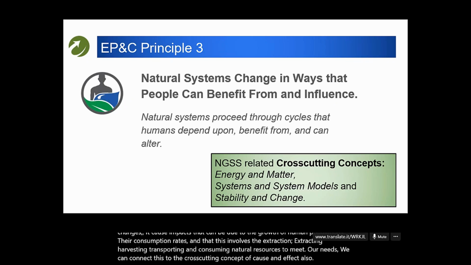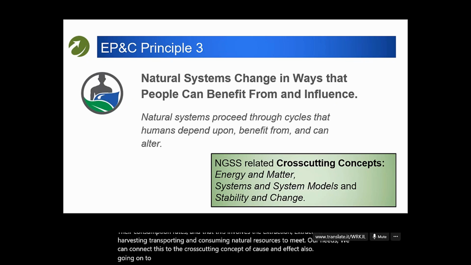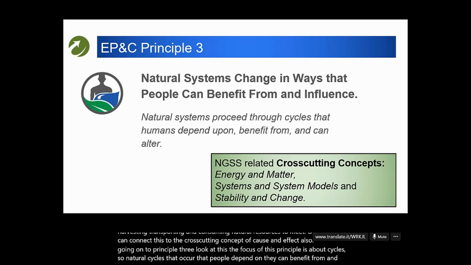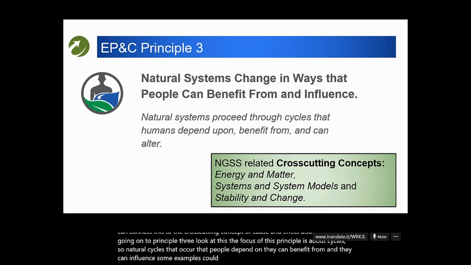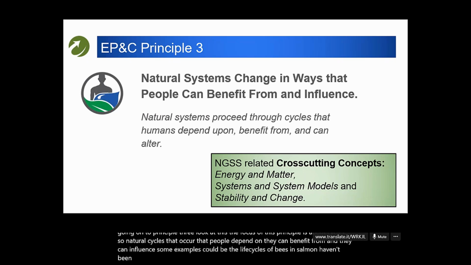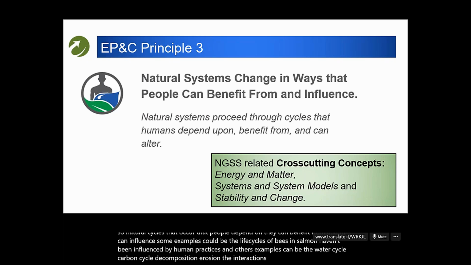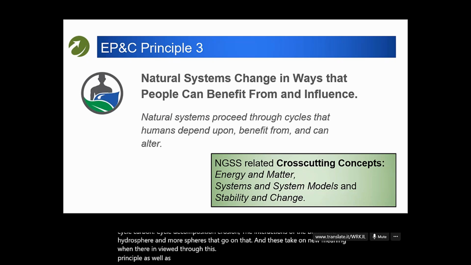Going on to principle 3, look at this. The focus of this principle is about cycles, so natural cycles that occur that people depend on, they can benefit from, and they can influence. Some examples could be the life cycles of bees and salmon have been influenced by human practices, and other examples can be the water cycle, carbon cycle, decomposition, erosion, the interactions of the biosphere, hydrosphere, and more spheres that go on. And these take on new meaning when they're imbued through this principle, as well as the cross-cutting concept of energy and matter can be connected to it also.